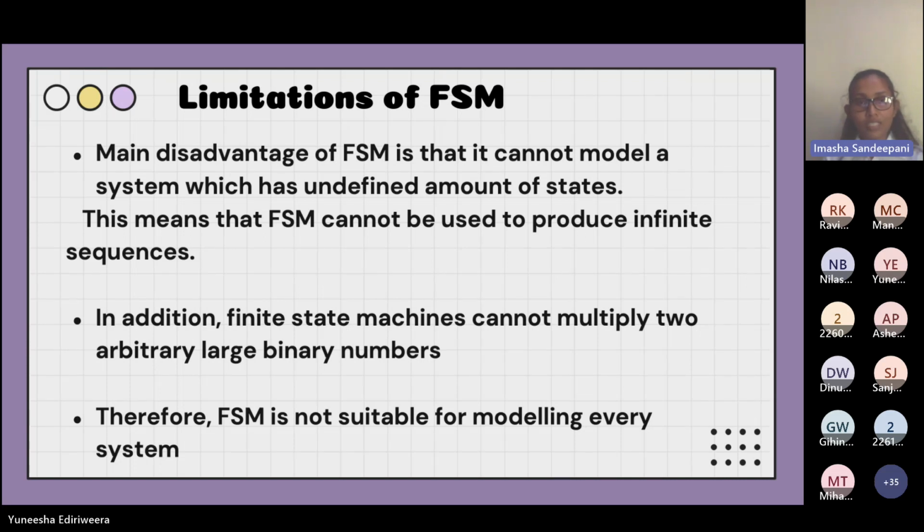This means that FSM cannot be used to produce infinite sequences. Other than that, FSM cannot multiply arbitrarily large binary numbers. Because of this, the FSM model is not suitable for modeling every system. Can we move to the next slide?